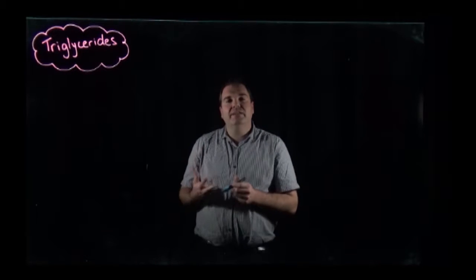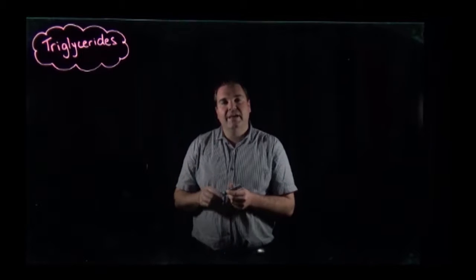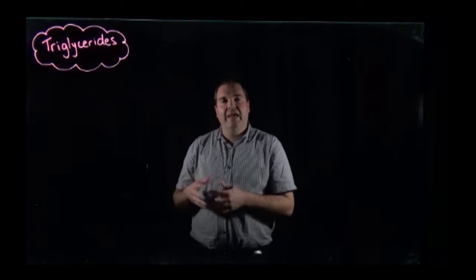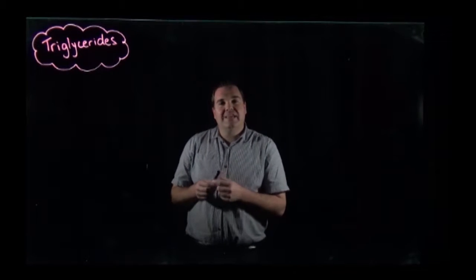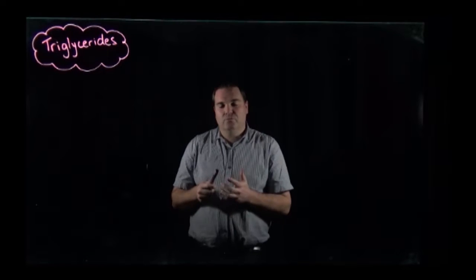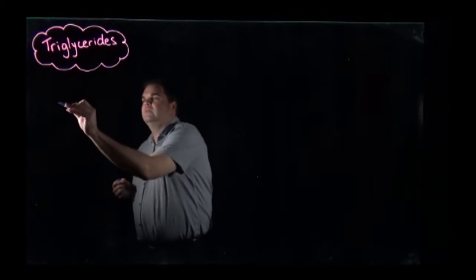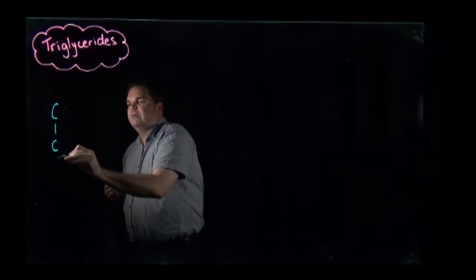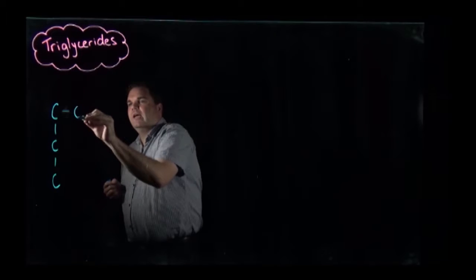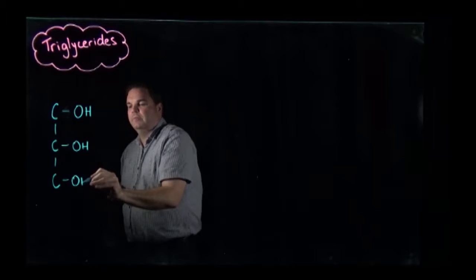A triglyceride is actually an ester. And as the prefix tri indicates, it's an ester of 3 acids. And we always use the same alcohol to build our triglyceride. So if you're talking about the general structure of a triglyceride, we use this alcohol. It's a 3-carbon alcohol, right? And each of the carbons has a hydroxyl group on it.